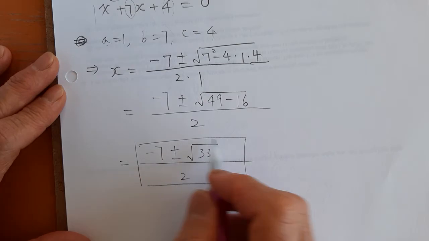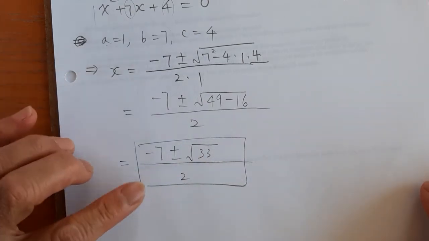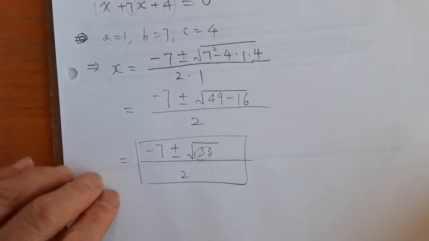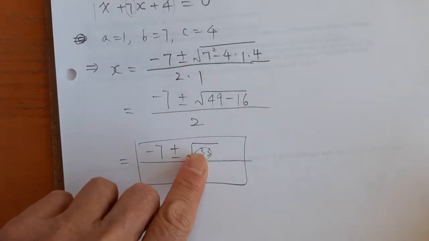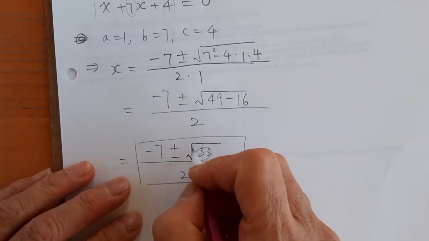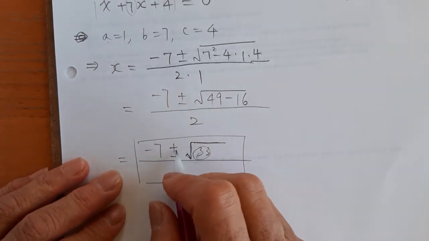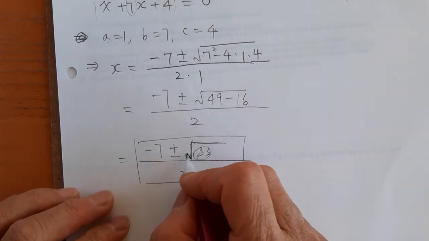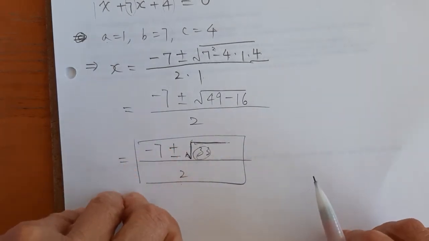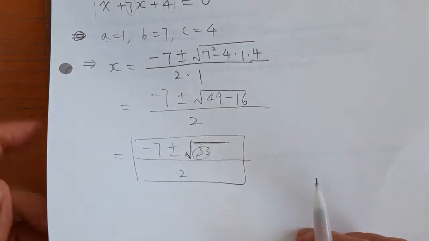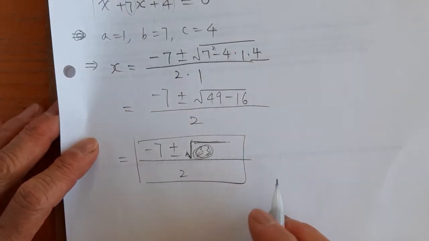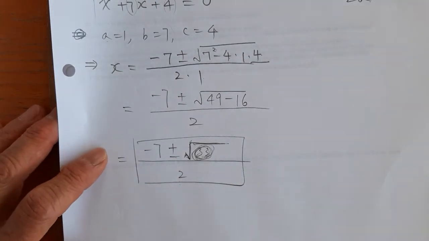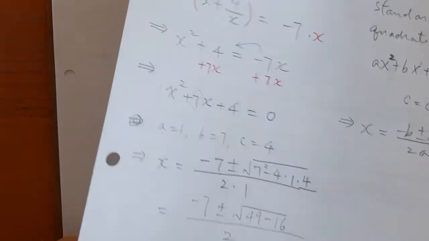This is an irrational number as the solutions. 33 is positive but it's not a perfect square number, so we cannot simplify it and we leave the answer with a radical. So there are two real solutions, and also they are irrational numbers. If b squared minus 4ac is positive and not a perfect square number, there are two irrational numbers as solutions.